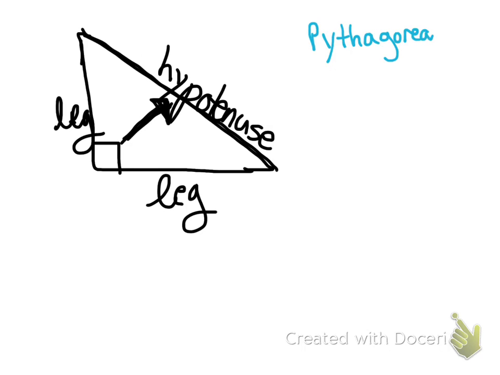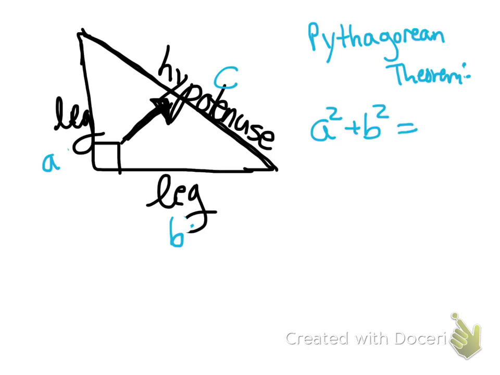We're going to take a note on the Pythagorean theorem. So the Pythagorean theorem is just that in any right triangle, the sum of the squares of the lengths of the legs is equal to the square of the length of the hypotenuse. So if we called this leg a and this leg b, and the hypotenuse we called c, we would have a squared plus b squared equals c squared.